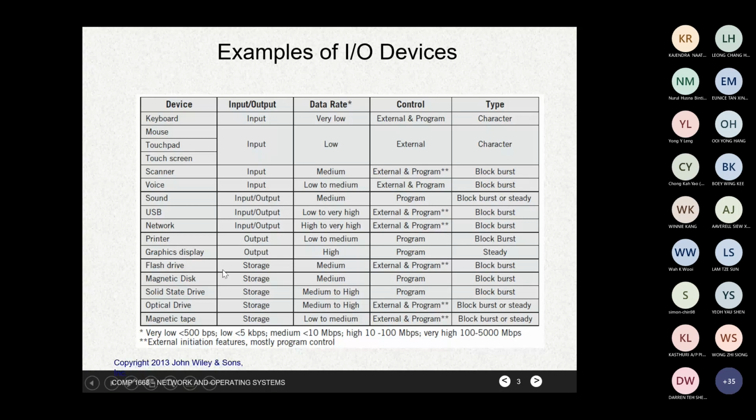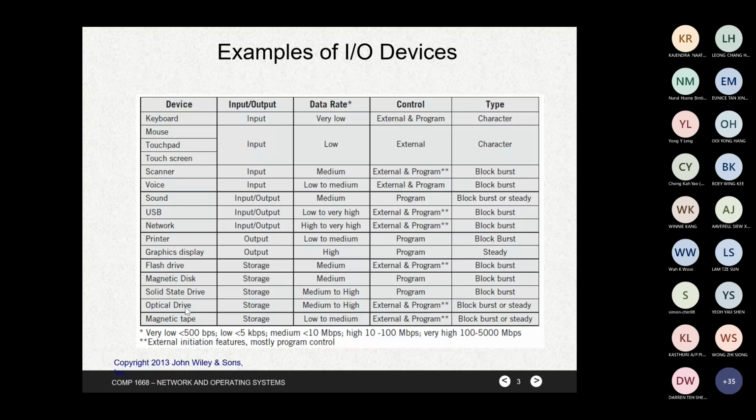Then we have flash drive, which is a storage, magnetic disk, a very old type of storage, and solid state drive. Then we have optical drive, not very popular nowadays, but it used to be popular at one point in time. Then magnetic tape, a very old storage as well. Why do they give you the list? Simply to refresh yourself that the list can be even longer than this, but this is how input output devices are being used within the computer system.